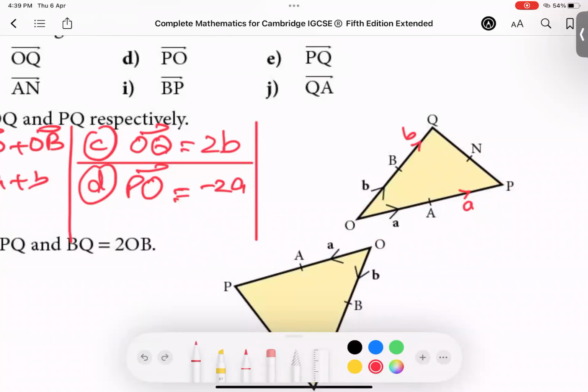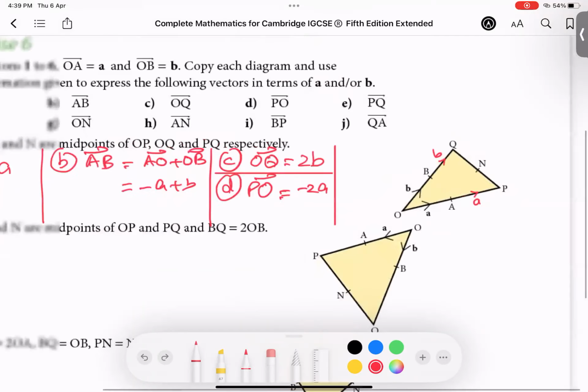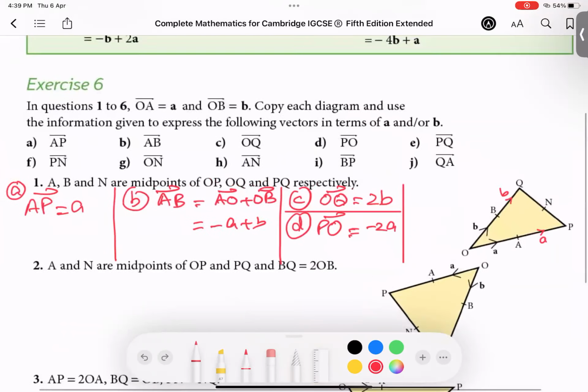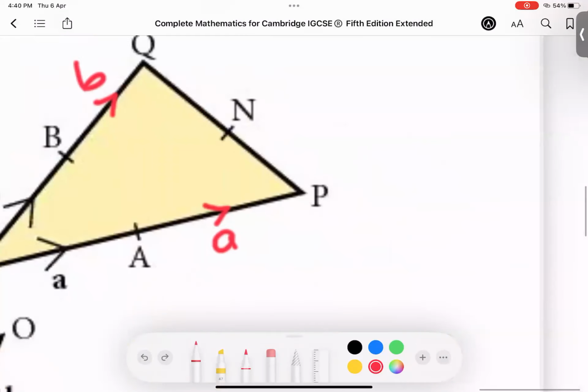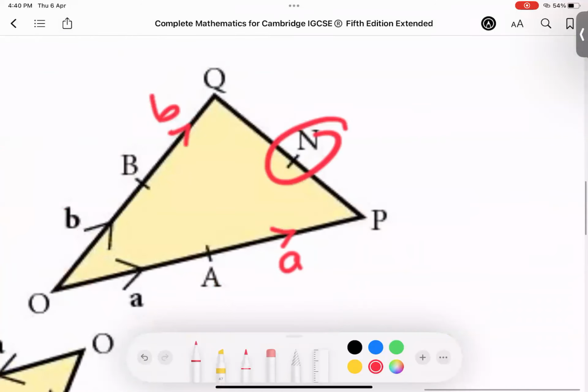What is P to Q? P to O, O to Q. I hope you can understand, you can do it yourself. Now please do me one favor. I'm stopping here. So 4 parts I have done. Now you have to try the remaining parts. In case of difficulty, I will help you, but make sure this N is also the midpoint.